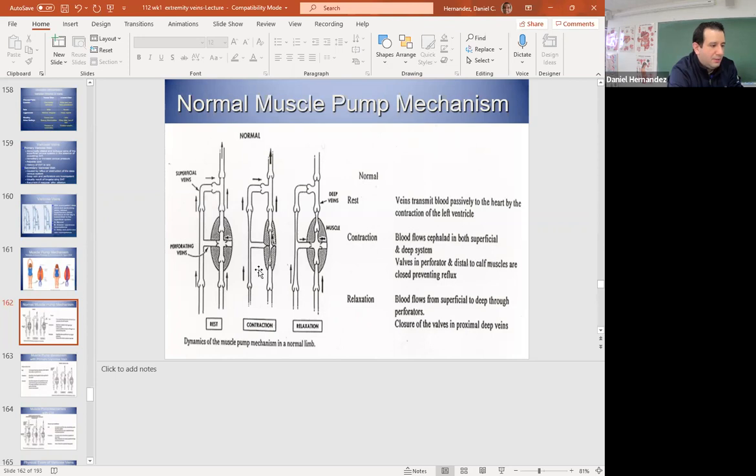During contraction of that calf muscle, we get blood flow again returning back up towards the heart, and we get closure of the distal valves and opening of the proximal valves, allowing blood flow to return up. And then during relaxation of that calf muscle, we get movement of blood across the perforators.